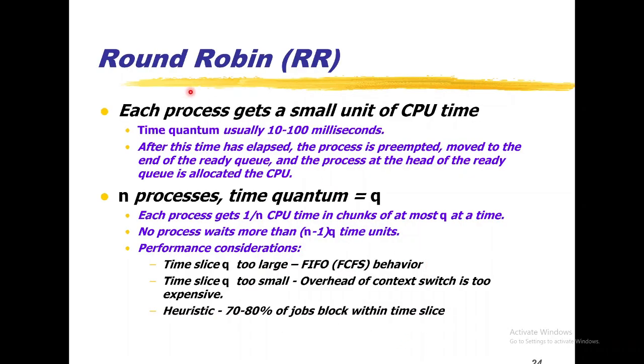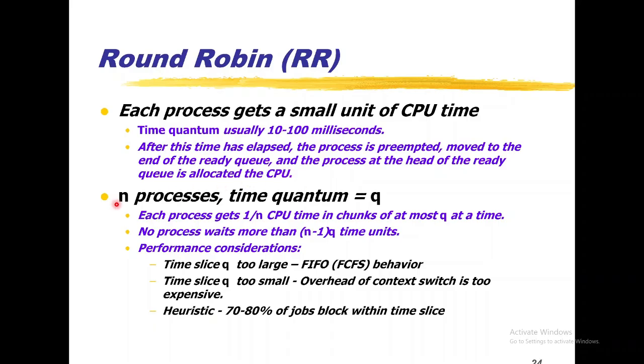Now let's look at the round robin scheduling algorithm. This one has a fixed quantum time which each process must run before another process is picked. So here, each process gets a small unit of CPU time. Time quantum is usually between 10 to 100 milliseconds. After this time has elapsed, the process is preempted, moved to the end of the ready queue, and the process at the head of the ready queue is allocated the CPU.